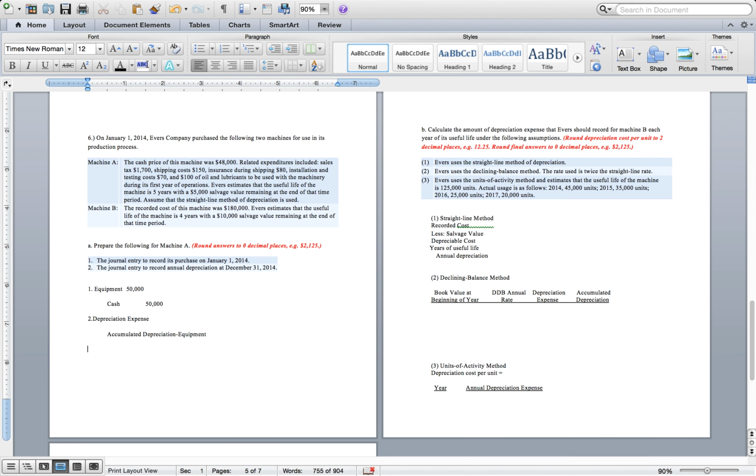Again, take the $50,000 minus the salvage value, which is $5,000. So the depreciable cost here would be $45,000. And you want to divide by how many years its useful life, which in this case is 5. So divide by 5. So its annual depreciation will be $9,000. So now I'm going to debit here. Debit depreciation expense for $9,000. And credit accumulated depreciation equipment for $9,000.